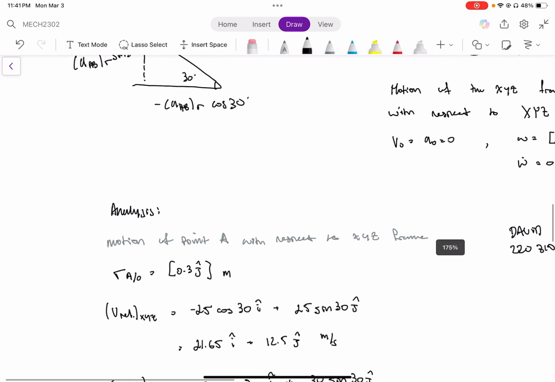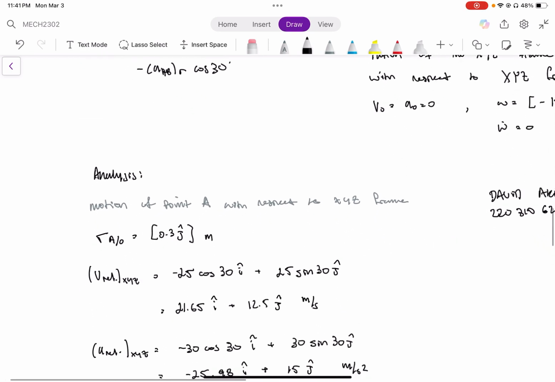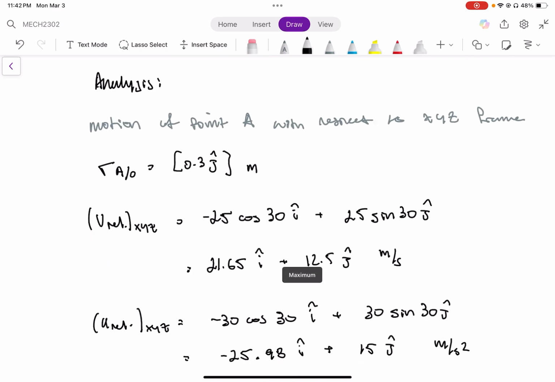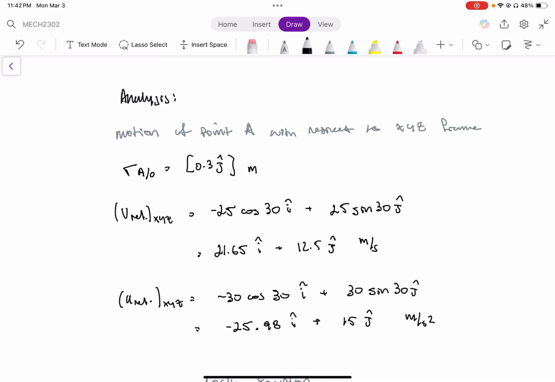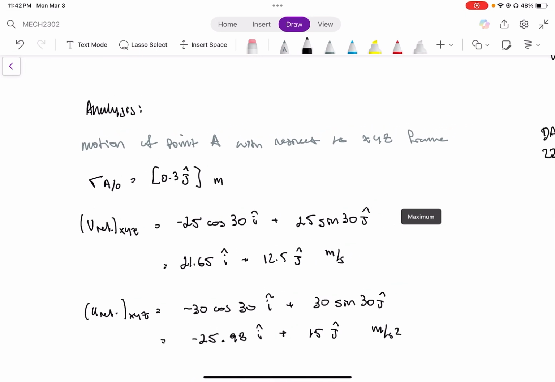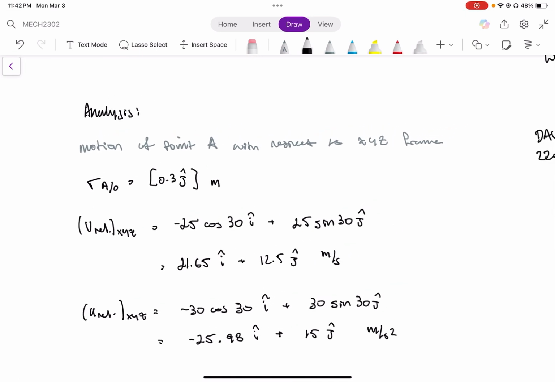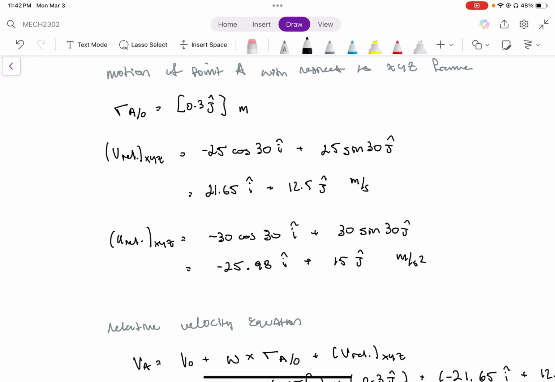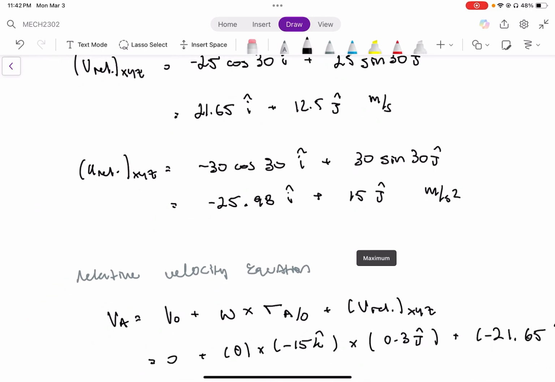The third question is the motion at point A with respect to xyz, so the position of A with respect to the center is 0.3j meters in the j direction. The relative velocity with xyz is negative 25 cos 30 i plus 25 sin 30 j, and then we simplify that into these values. The relative acceleration with xyz would be equal to negative 30 cos 30 i plus 30 cos 30 j plus 30 sin 30 j, and we simplify that and we get that.